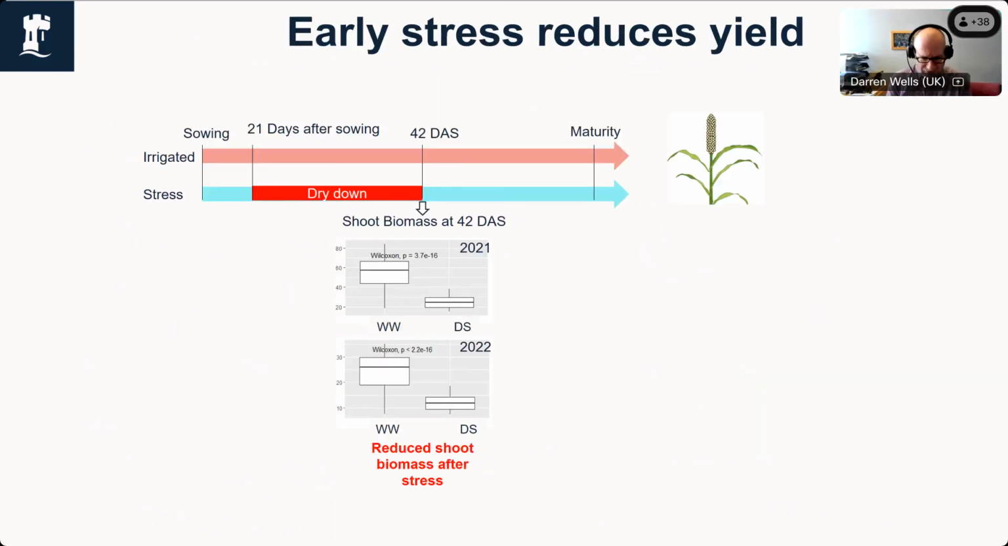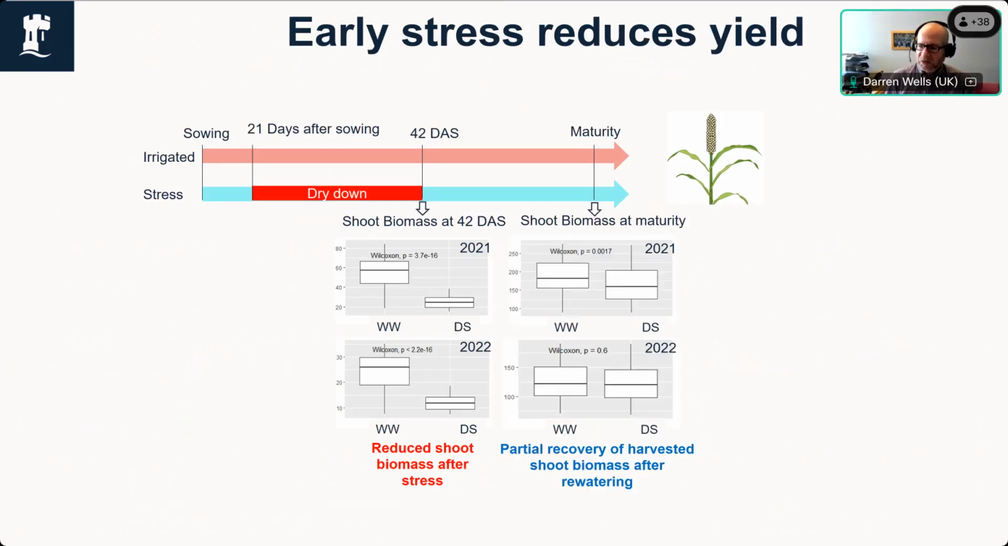And here are the results from these experiments. Immediately, in the phenotyping of the normal yield traits like biomass, we see a reduction in the imposed stress in both years, quite dramatic. There's also recovery at the end, at maturity, in both years. 2022 seemed to recover a little bit better, but we still have recovery afterwards.